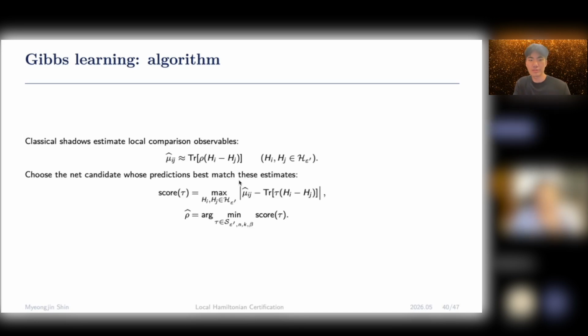Yeah, by using classical shadows, we can estimate these quantities, and by using these quantities, we can set some scores of the candidates themselves. So we can just choose the minimum score candidate and say that's the Gibbs state that we want. Yeah, this is the learning procedure.